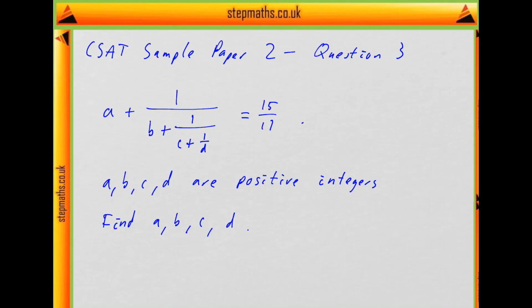This is question 3 from the second CSAT sample paper. Here we're given a complicated looking expression with these sort of stacked fractions involving a, b, c and d, which we're told are positive integers, and this expression is equal to 15/11ths, and we're asked to find a, b, c and d. So if you want to have a go at this question yourself, pause the video now.